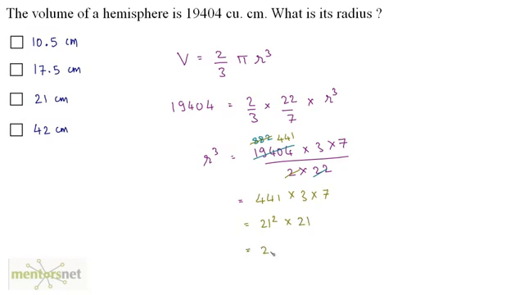So this is actually 21 cube. So r cube is 21 cube. So taking cube root on both the sides, I can say r is equal to 21 centimeters. So this is the radius, which was asked. So option C is the correct answer.